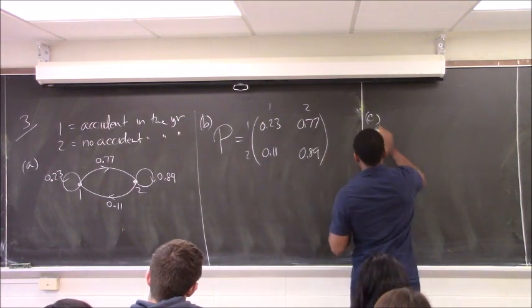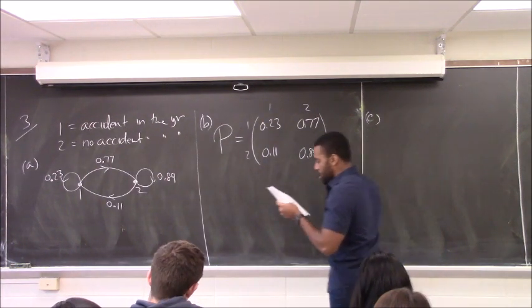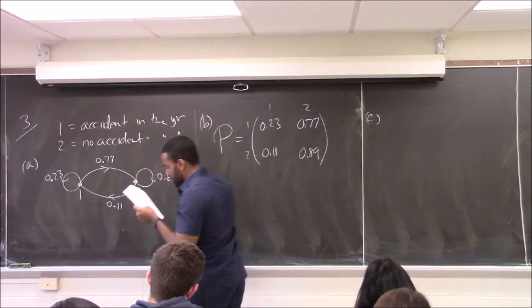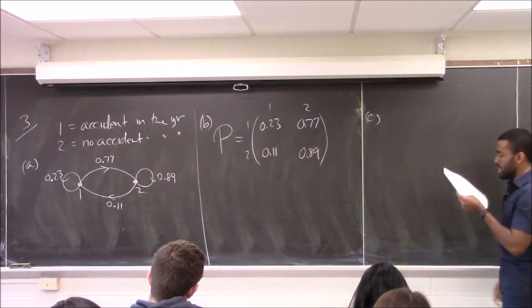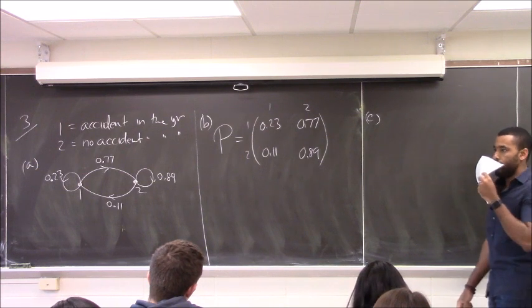And C. Okay, 5% of drivers had an accident. What's the probability that a randomly selected driver will have an accident the next year? How do you do that?